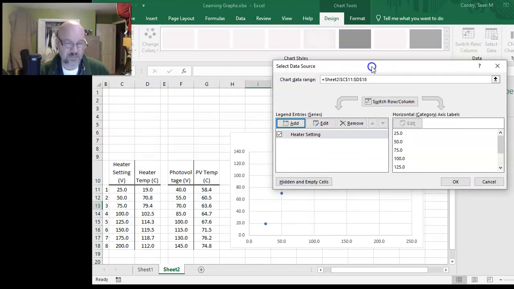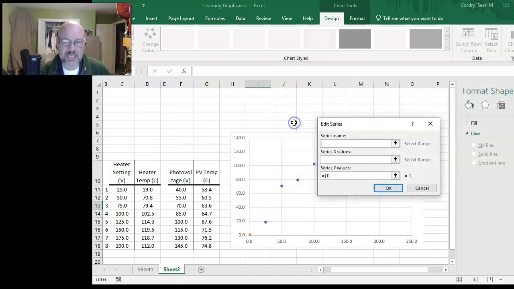But we got two sets of data. So we're going to add another one here. And we're going to call this photo voltage. No, I want to. Oh, I shouldn't have called the other one heater setting. I should call it temperature. This one we're going to call PV temp.